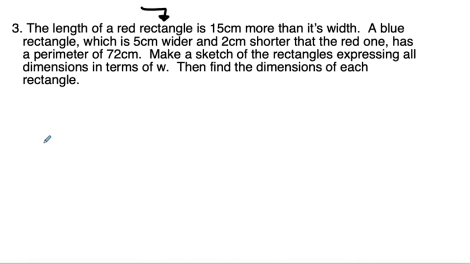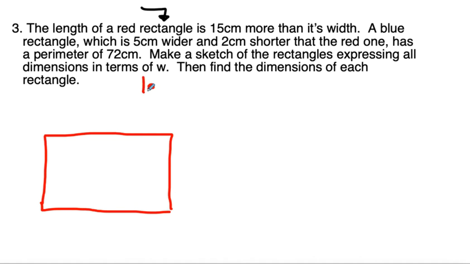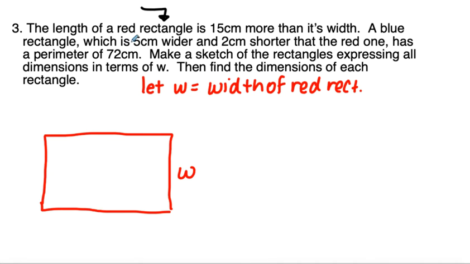We've got this red rectangle. Okay, now it says in terms of W, so we are going to let W equal the width of the red rectangle. Okay, so here's W. Now in that red rectangle, the length is 15 centimeters more than the width, so that would be 15 plus W.